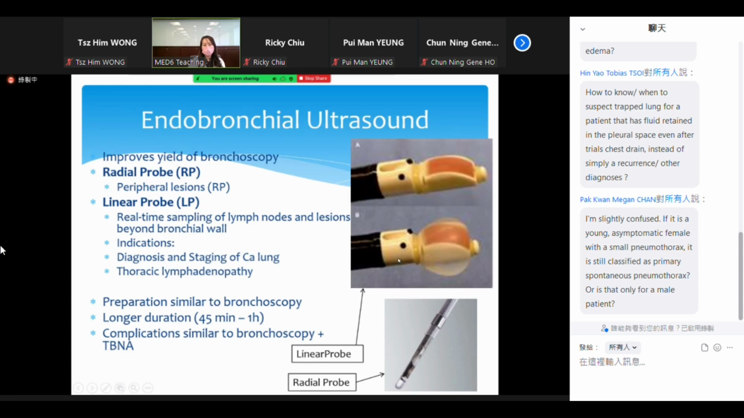So this is the linear EBUS. This is the radial probe. For the radial probe, we just insert it through the normal bronchoscope. But for the linear probe, we do not use the normal bronchoscope. The scope would be different. This is the EBUS scope. So preparation is similar to bronchoscopy, but the duration will be longer, and the complications are similar to bronchoscopy.